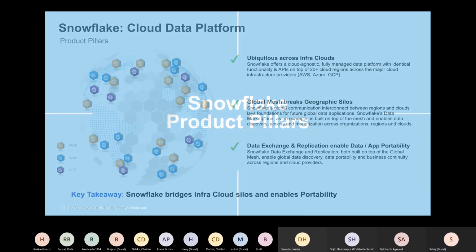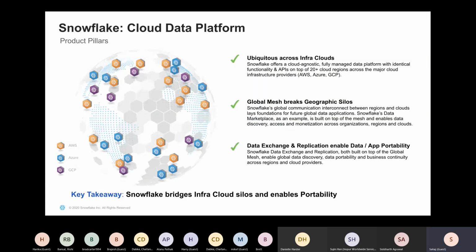So very quickly, what does Snowflake do in this regard? What does it offer? First, Snowflake is ubiquitous across these infrastructure clouds, AWS, Azure, and GCP. So Snowflake is a service built on top of these clouds. It uses the compute, the storage, the networking services from these cloud providers, and it builds on top of them to offer a managed service, which is essentially a cloud data platform.